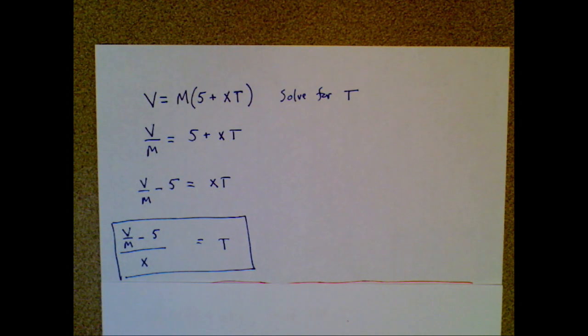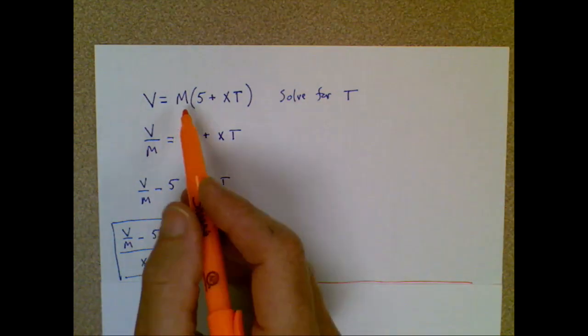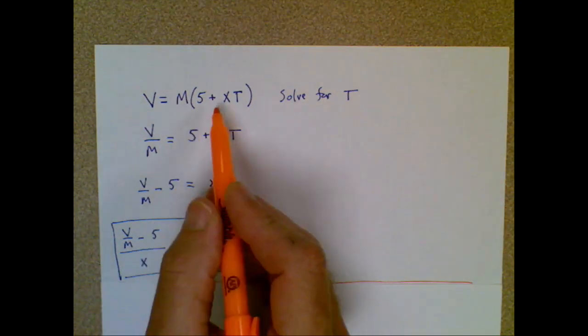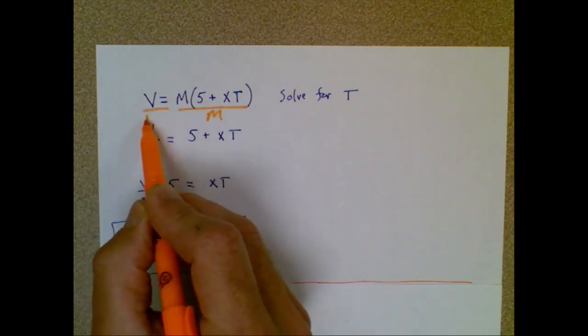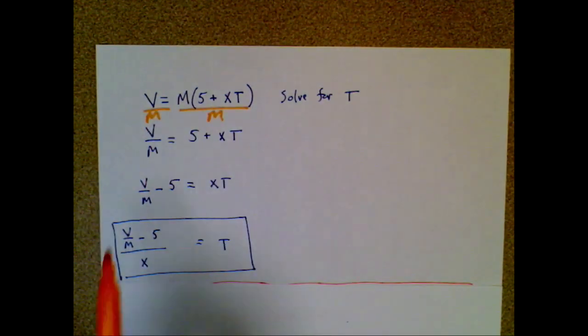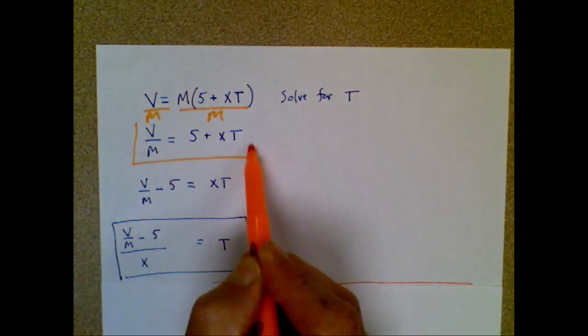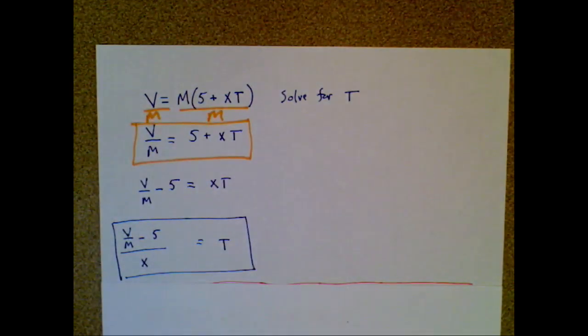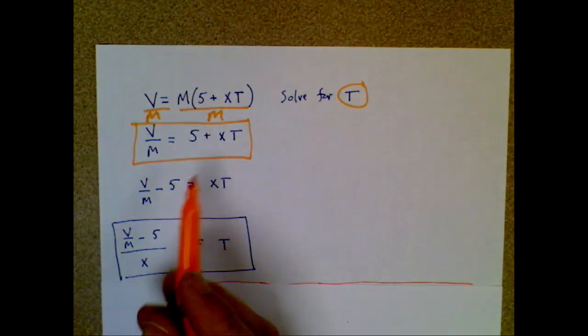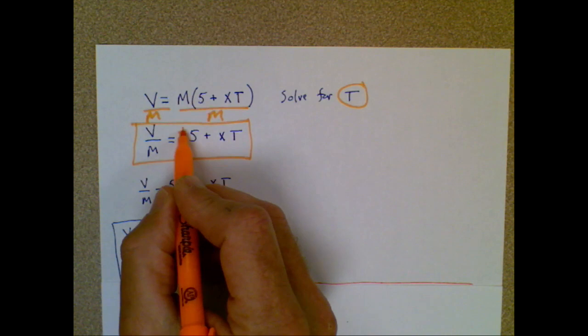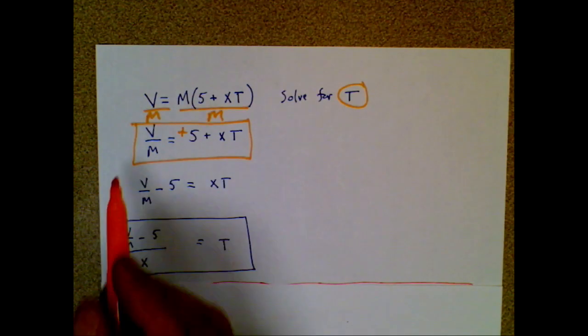In the method that you see here, the first thing I did is I said m is attached to this parentheses by multiplication, so I divided both sides by m. By doing so, I now had this equation, and remember, solving for t means I need to get t by itself. So now I move the 5 to the other side by subtraction, because remember that's really a plus.